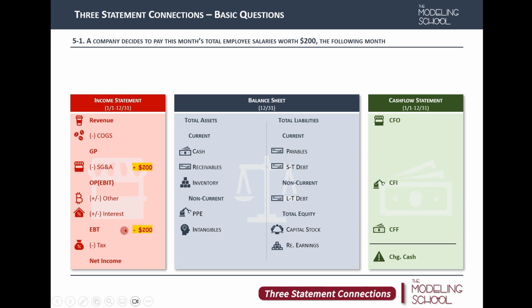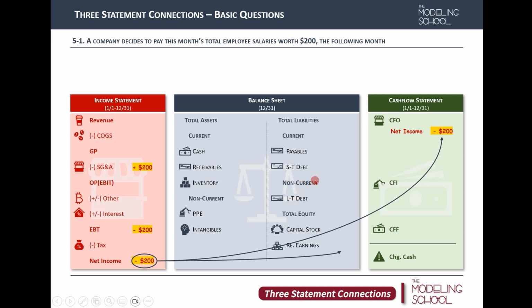Thus, EBT will be down by 200 because it's an expense, it's a cost, and net income would be down by 200. Again, we are assuming no tax rates. We're going to start from a negative 200 on the cash flow statement, and retained earnings at year end would be decreased by 200. However, there wasn't a cash outflow from the company's perspective yet. So changes in cash in the end is 0.